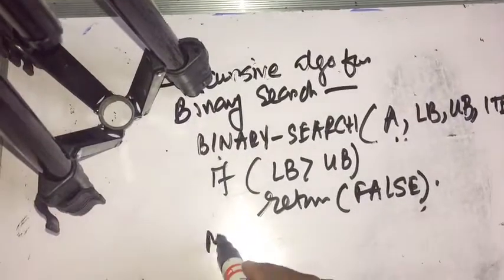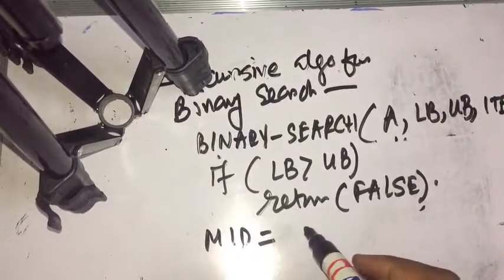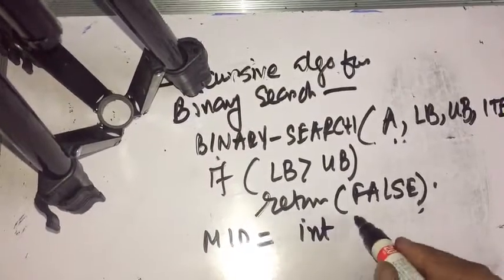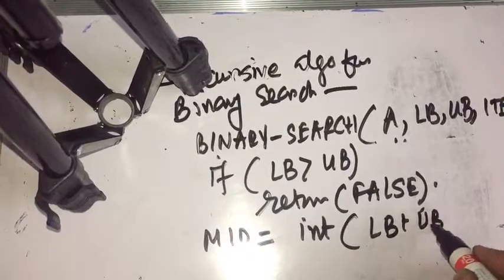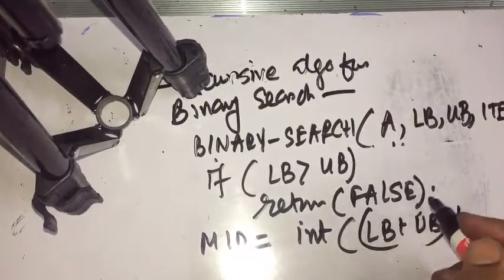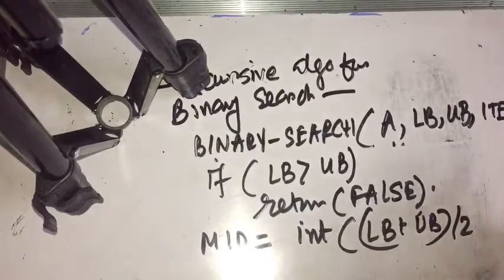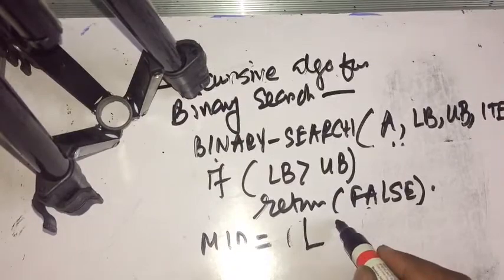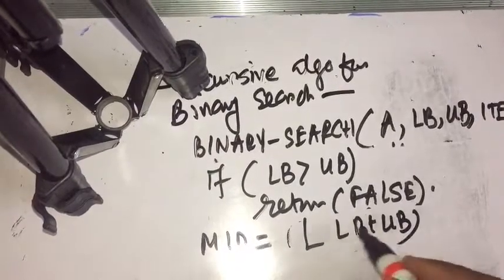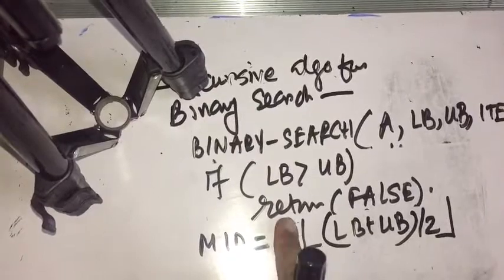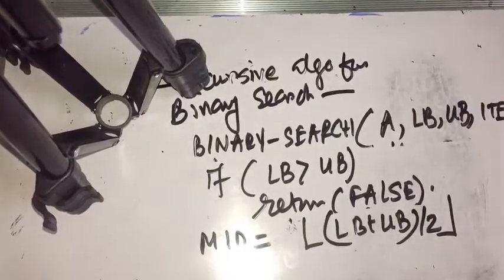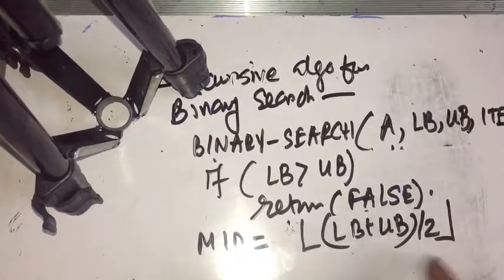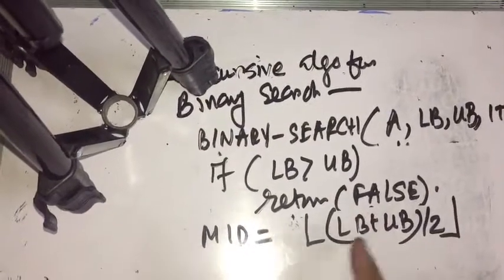Otherwise there is a mid variable: mid equal to int of (LB plus UB) by 2. It is used to convert to the integer value. That is the floor of the variable. You can also write it this way: mid equal to floor of (LB plus UB) by 2. Floor means it will consider only the integer value, not the rounded up value. So you can use floor or int, any one of them here. Mid equal to (LB plus UB) by 2.